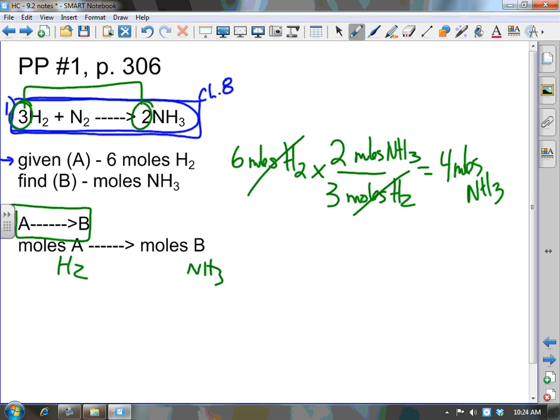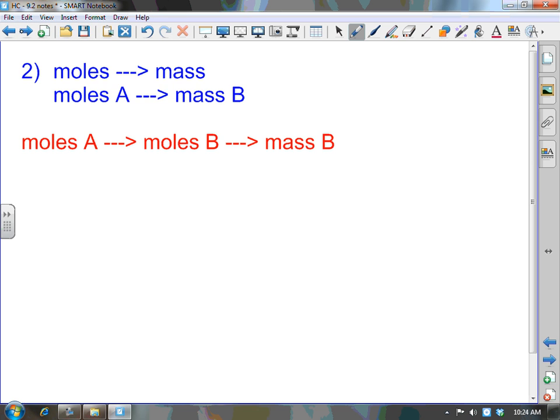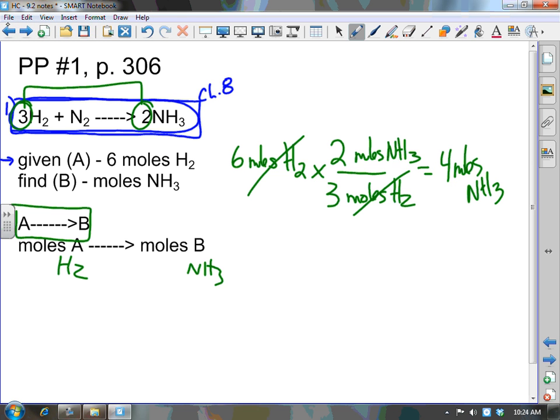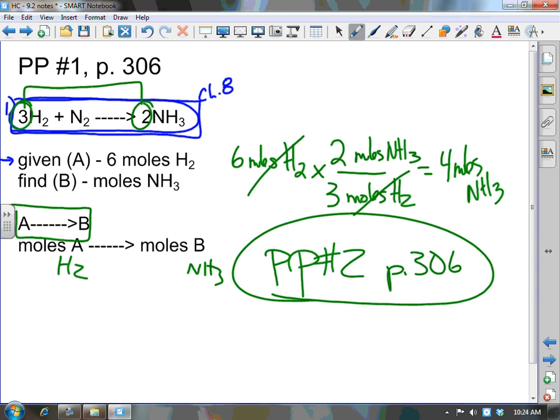So that's what we're looking to do. All right, so here's what I want you to do. On the second practice problem, on page 306, you need to show me your work. The answer you can check in the book. And so that I know that you were able to do that one and that it kind of made sense.